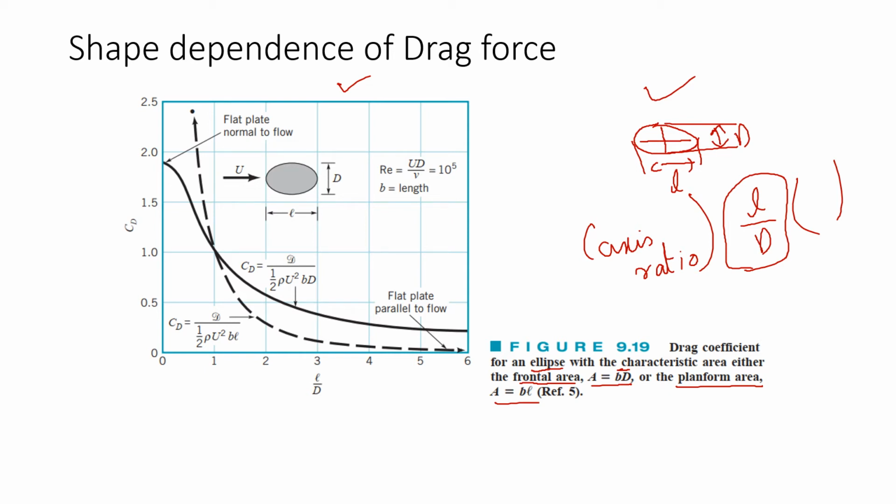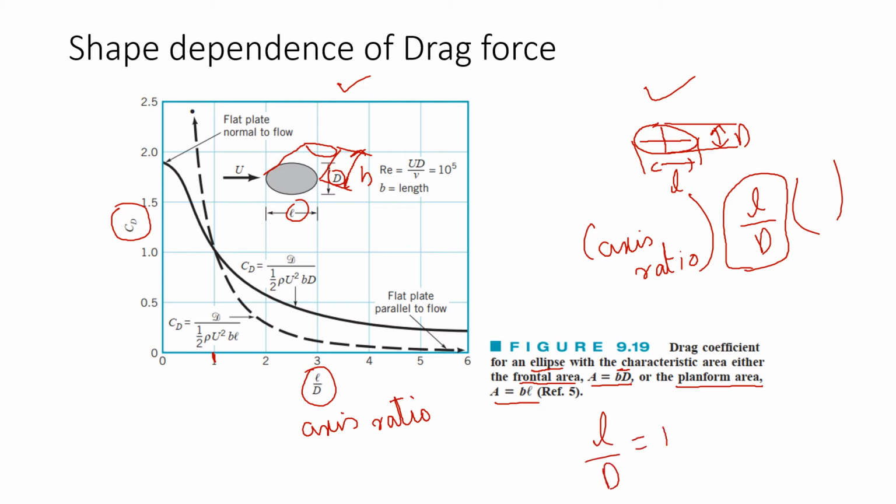If this sphere here has a certain length, then that will be called B. It has one axis, that is D, and the other axis, that is L. And here the drag coefficient is plotted with respect to this L by D ratio, the axis ratio. So here, as you can see, the drag force is maximum for L by D equal to 1. L by D equal to 1 means that our body is in the shape of a circle. It is a complete circle. For that case, the drag coefficient will be very high.